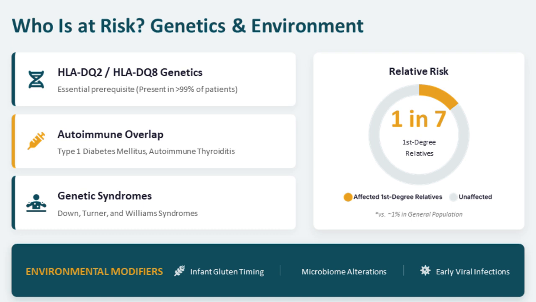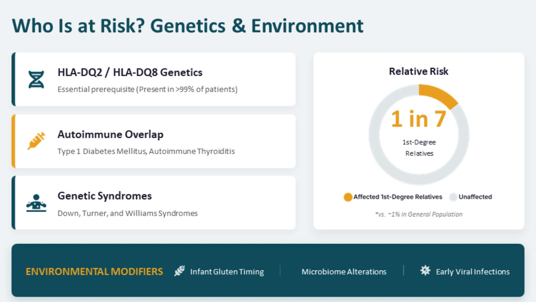Patients who have an autoimmune overlap like type 1 diabetes, autoimmune thyroiditis, patients with genetic syndromes like Down syndrome, Turner syndrome, Williams syndrome. And the most important is the siblings. So if you have a first degree relative, your chance of having a celiac is 1 in 7 as compared to 1% in the general population.